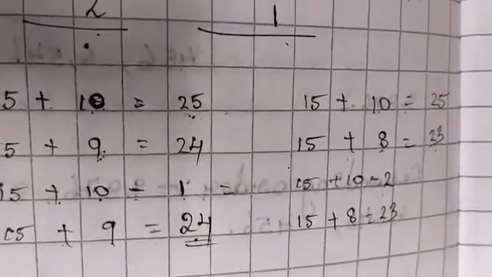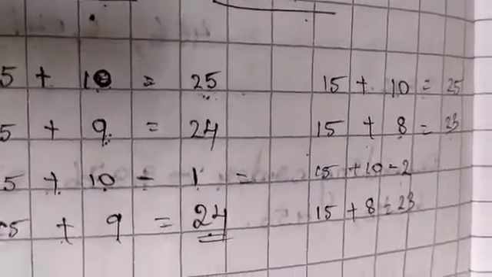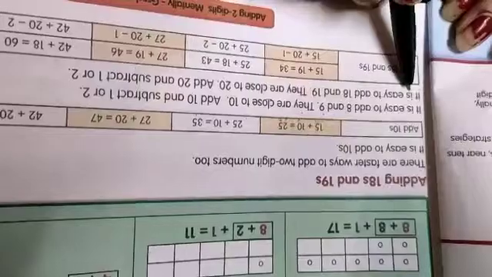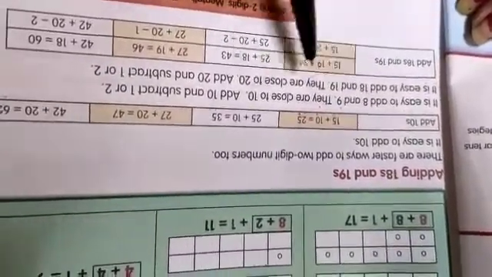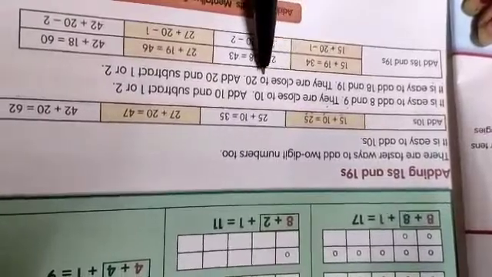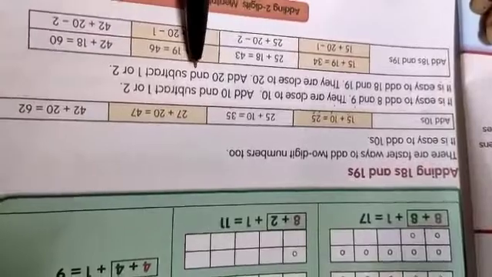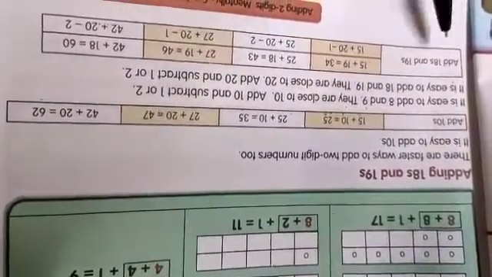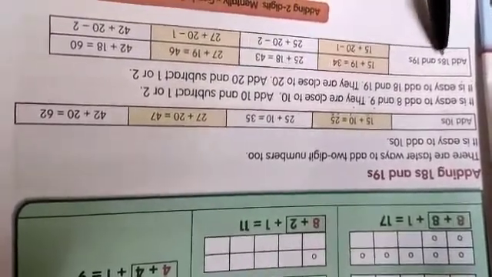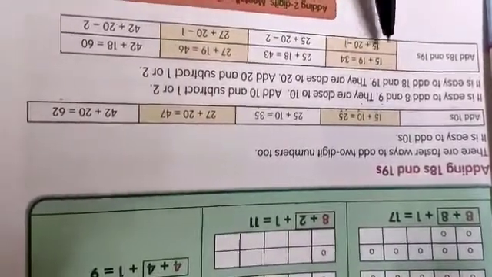So now I am going to show how to add the 18s and 19s. It is easy to add 18 and 19. They are close to 20. Add 20 and subtract 1 or 2. So children, here we have an example. Add 18s and 19s. So here what are the numbers we have?